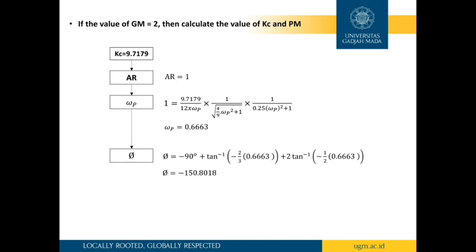Next, with the phase equation, we can get the phase value, which is minus 150.8. And we can get the value of Pm equal to 29.19.